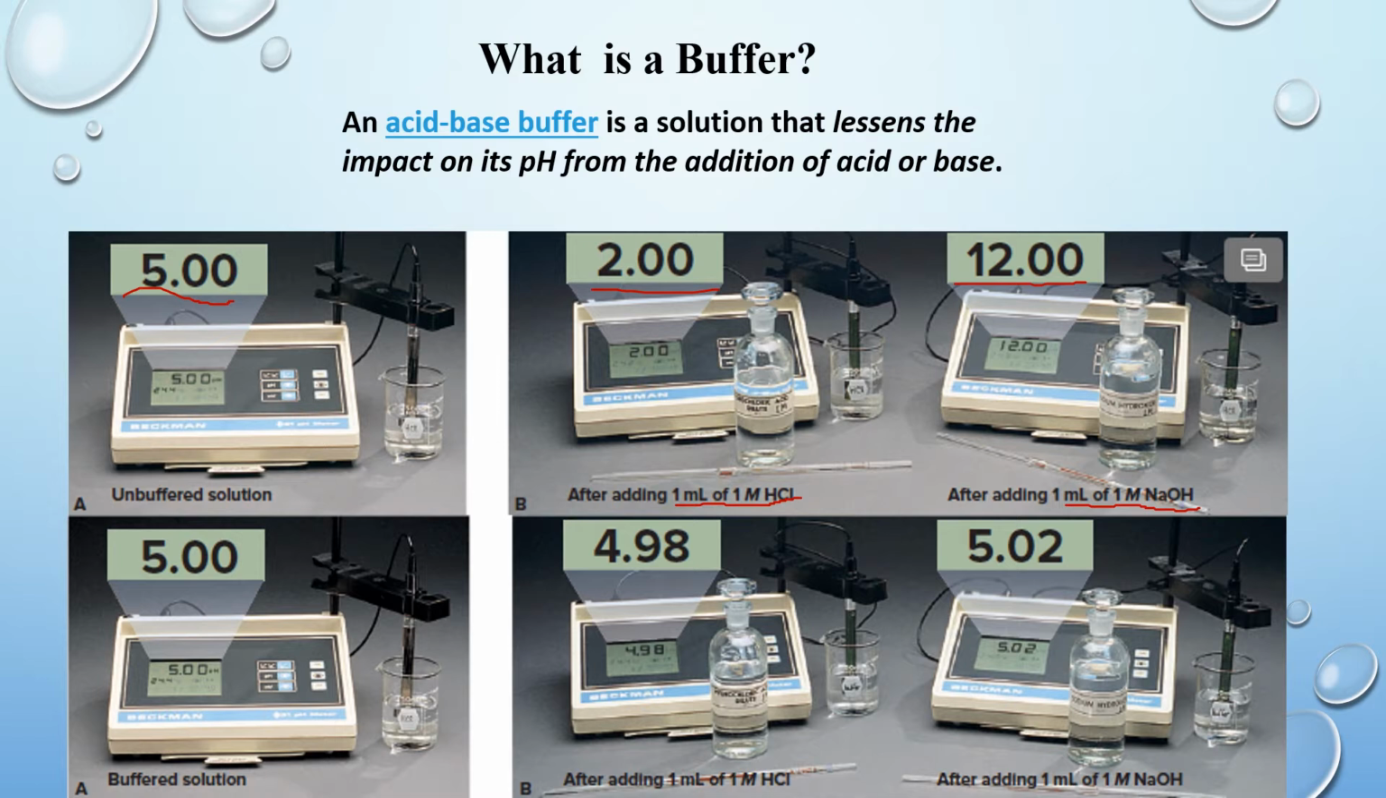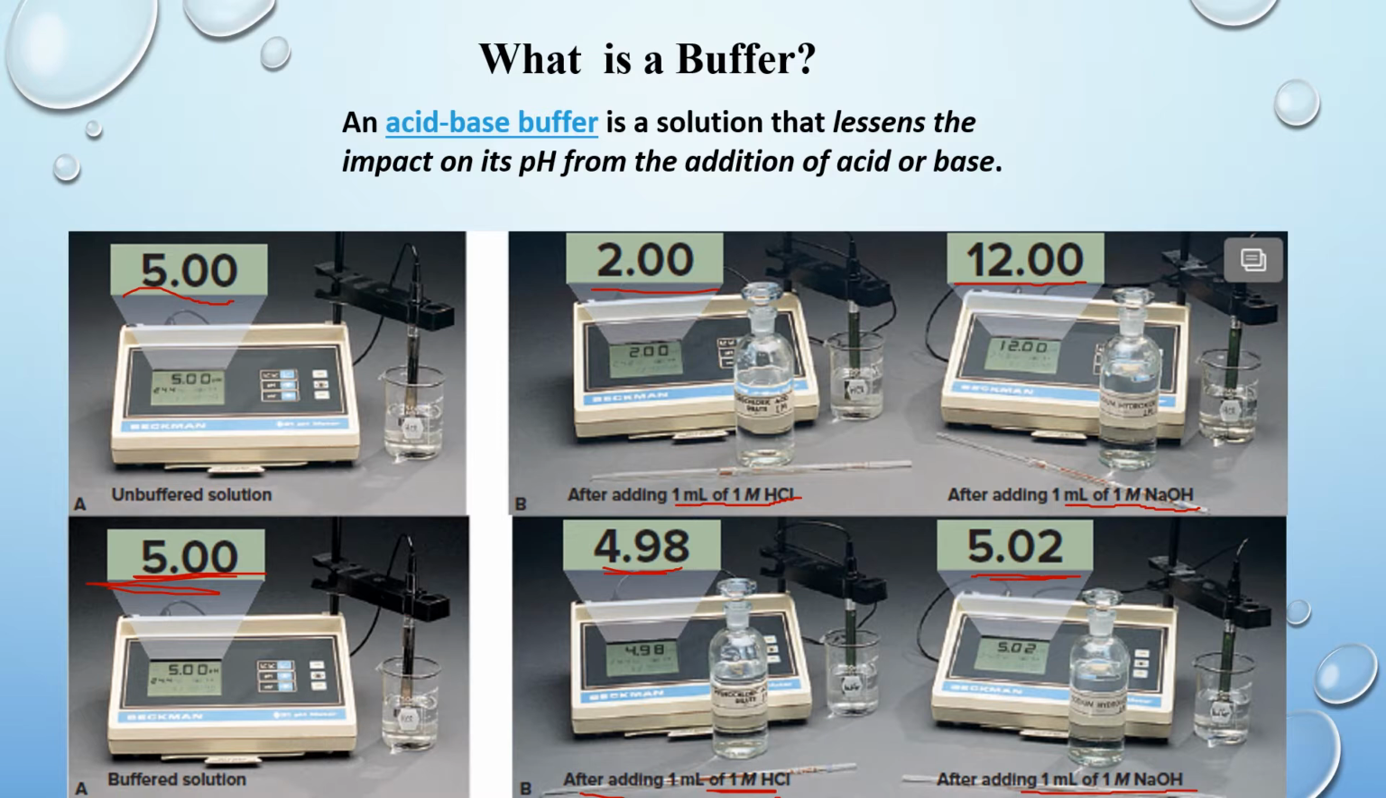However, in the second case, if you have a buffered solution, meaning the same solution but now with a buffer added, you start with the same initial pH and add the same amount of acid, and the pH only drops slightly, from 5 to 4.98. If you add the same amount of base, it only increases by 0.02. Now you can see how well this buffer works and how it helps prevent the change of pH when you add acid and base.